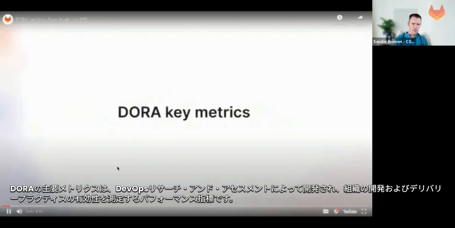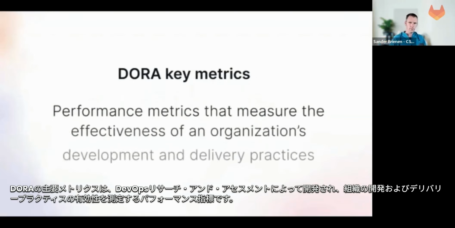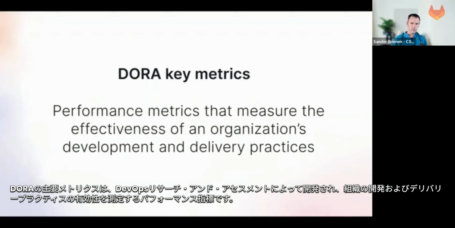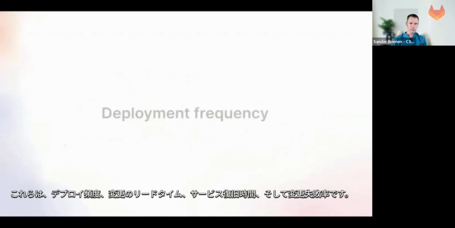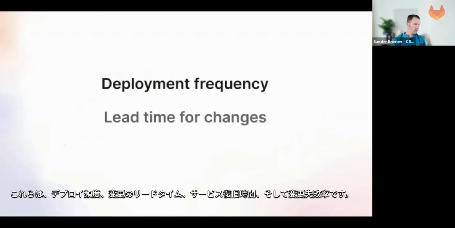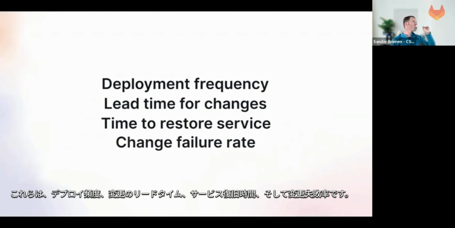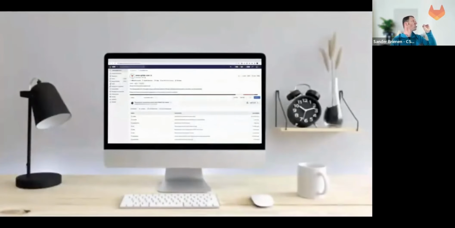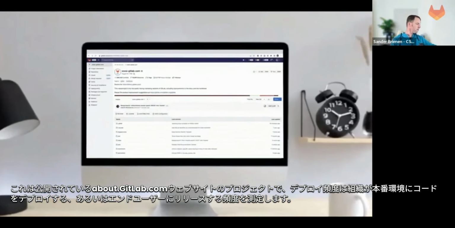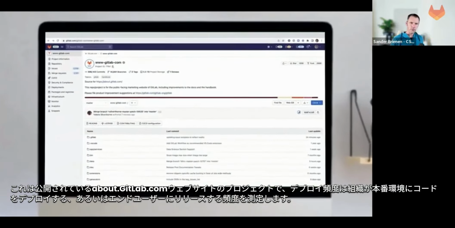The DORA key metrics, developed by DevOps Research and Assessment, are performance metrics that measure the effectiveness of an organization's development and delivery practices. These are deployment frequency, lead time for changes, time to restore service, and change failure rate. This is a project for the public-facing about.gitlab.com website.